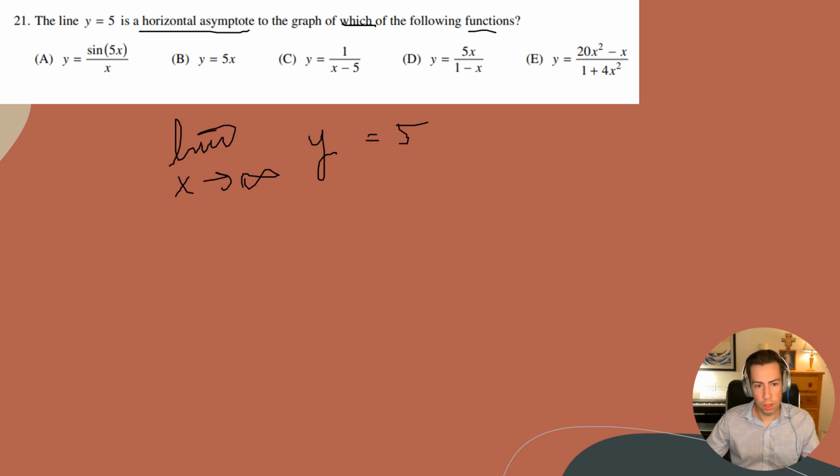So if we look at these functions, we have to ask ourselves, which of these looks like as x approaches infinity, y approaches 5? Which of these look like that would happen? And this one, it looks like no. Even if we use L'Hopital's rule, we're just going to keep flipping. Well, it's going to diverge, right?